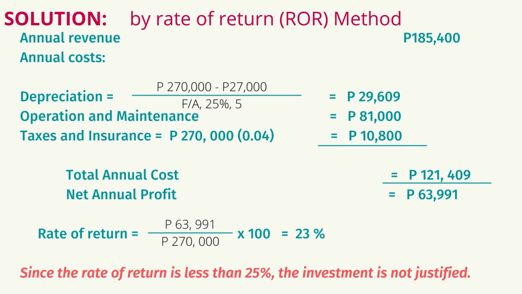Therefore, the rate of return is equal to 63,991 over the capital invested, which is 270,000, times 100, which is equal to 23%. Since the rate of return is less than 25%, which is what the company expects to earn, this investment is not justified.